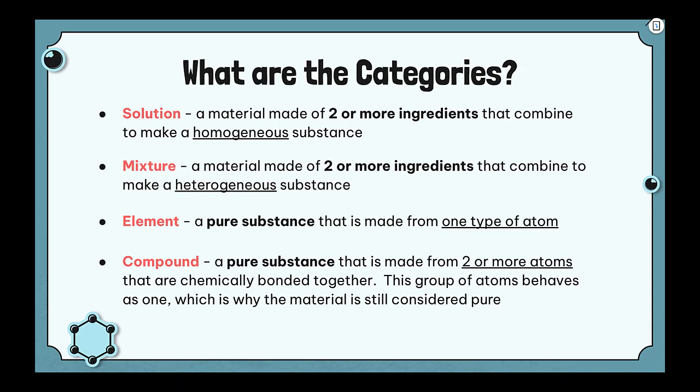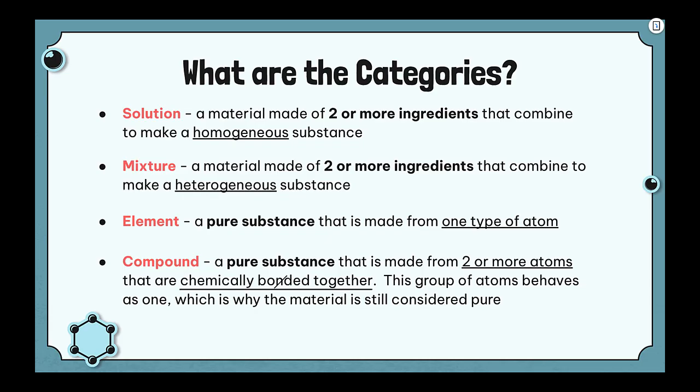Finally, our last category is compound. This is also a pure substance and a bit of a tricky concept. It is made of two or more different atoms that are specifically chemically bonded to one another. This is what separates a compound from a mixture. When those atoms bond together with one another, they behave collectively as a group, and the result is we get a substance we still consider pure. Water is a great example of a compound. It's made of both hydrogen atoms and oxygen atoms, but when they behave together as a group, they create the new substance we know as water.